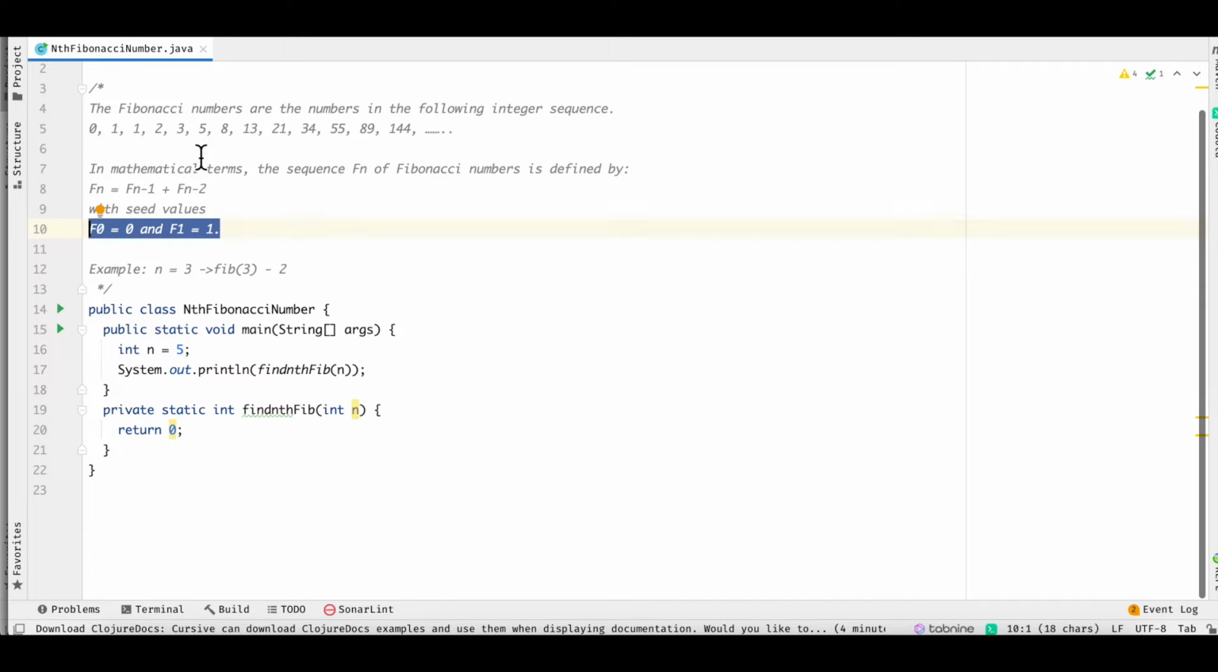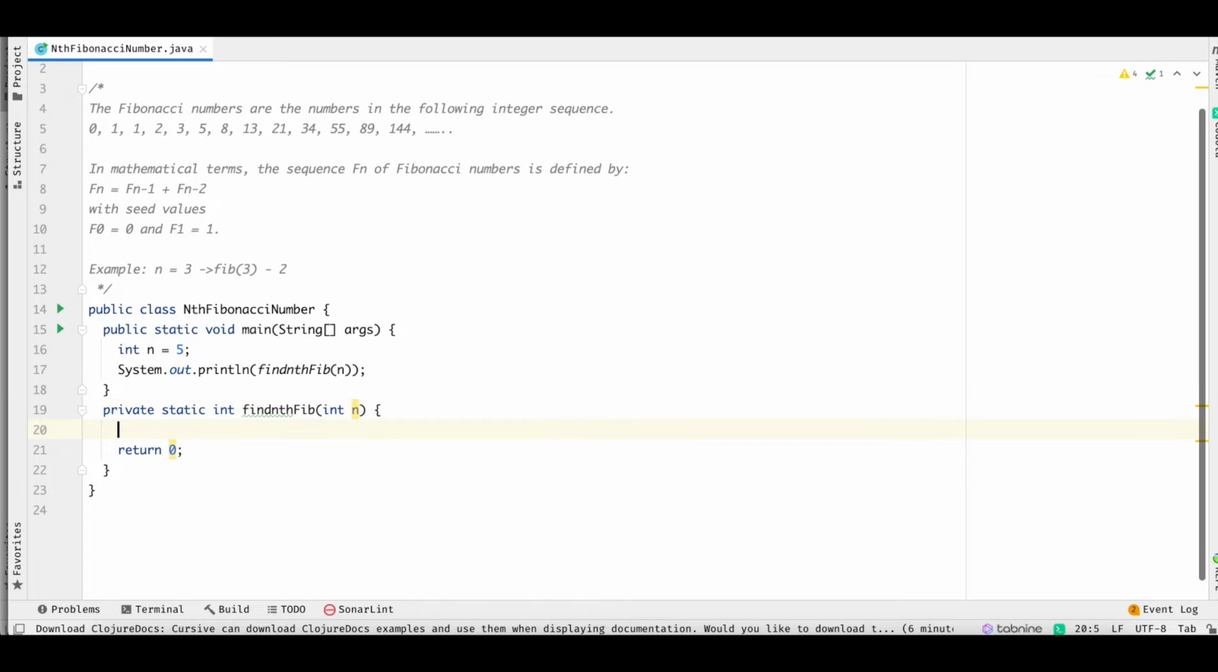Means, let's say, if n is equal to 3, we have to find the third Fibonacci number. If you come back to the sequence, how can the third Fibonacci number be determined? If this is 0 and this is 1, then 0, 1, 2, 3. The third Fibonacci number in this series is 2. So now let's try to understand how we can solve this question.